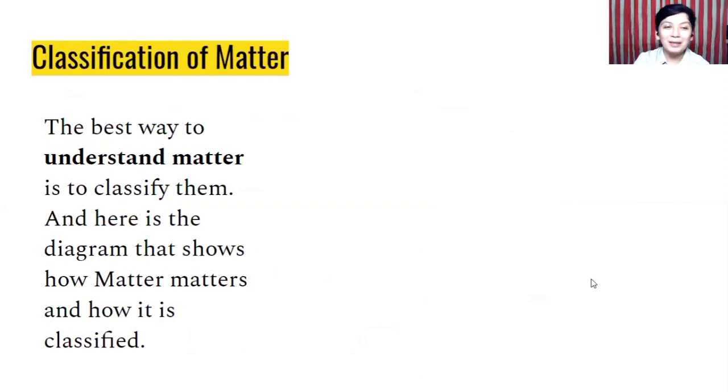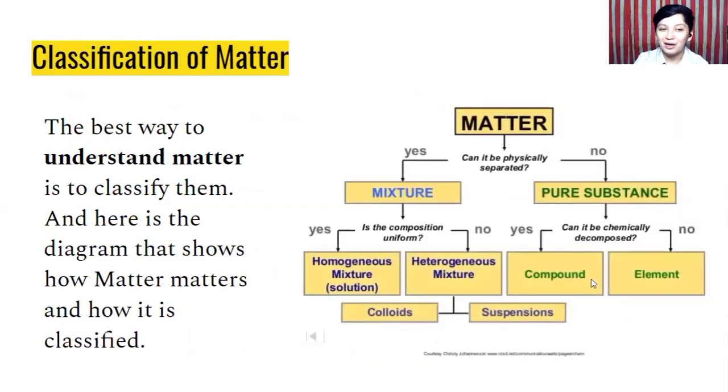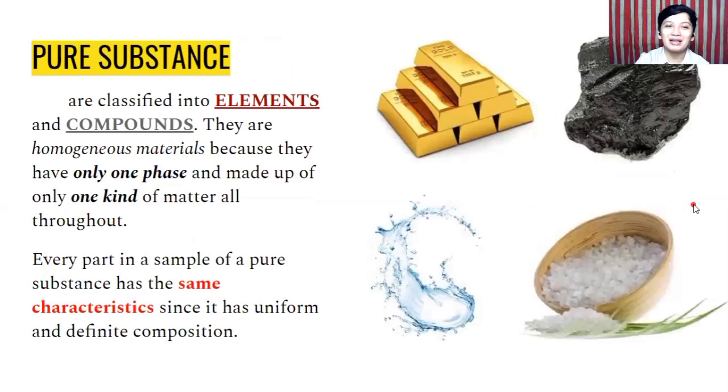The best way to understand matter is to classify it. Here is the diagram that shows how matter matters and how it is classified. Matter can be classified by whether it can be physically separated. If yes, that's a mixture. If no, that is a pure substance. We will tackle first more about this pure substance. Pure substances are classified into elements and compounds.